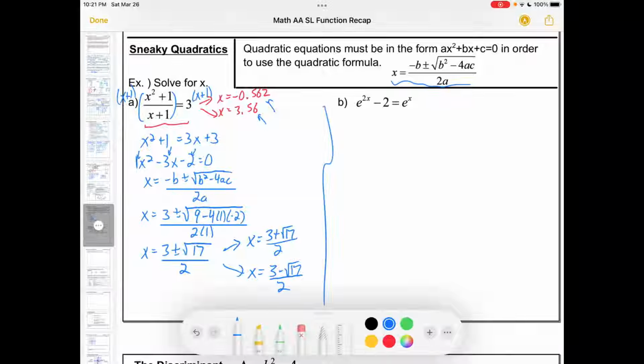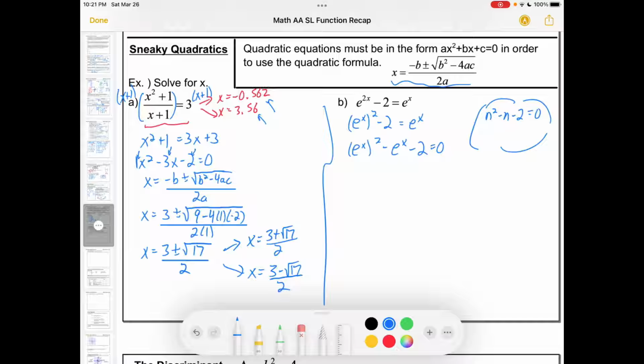You may also run into even sneakier quadratics, like these exponential ones here. This is really e to the 2x, so that's e to the x all squared, minus 2 equals e to the x. That's really fishy. I could rearrange that as e to the x squared minus e to the x minus 2. That looks a lot like something like n squared minus n minus 2. And this would be equal to 0. And we'd try to factor if we can. I mean, we could use quadratic formula, but that's kind of a pain. And this factors really nicely.